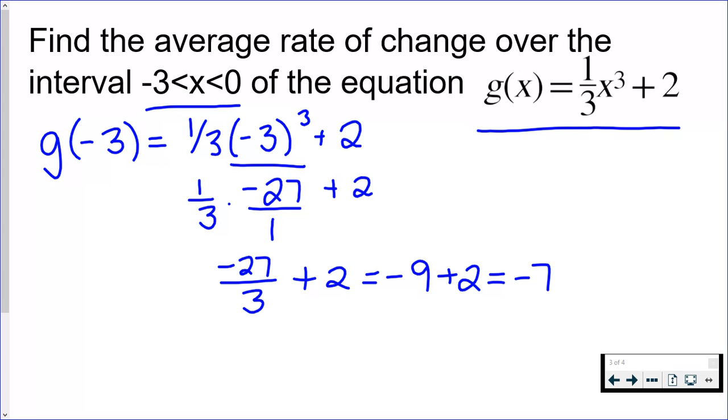So my x value was -3. That's the input. The output is -7, which is our y value. So we just found the point -3, -7. That means -3, -7 exists on this cubic function's graph. I'm going to move on and do the same thing with the other end of my interval, which is an x value of 0.